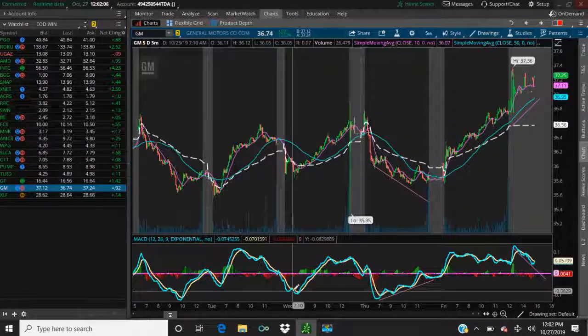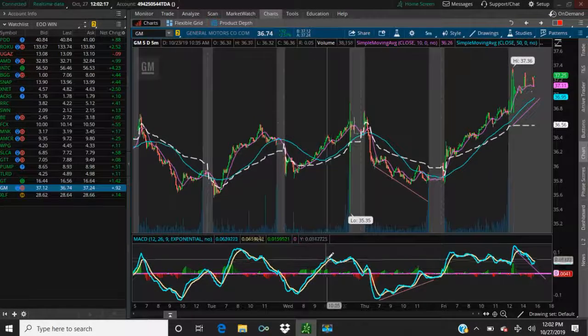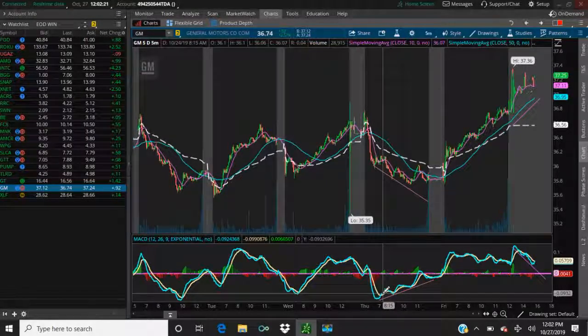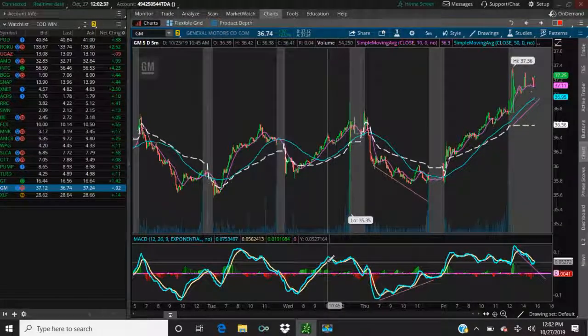The strategy is to buy when the MACD crosses above the zero line and sell when it crosses below. So buy when it crosses above and sell when it crosses below. But this basic strategy doesn't offer as many opportunities for trading, so most traders use the second way, the signal line crossover. So right here, my signal line is the white one.